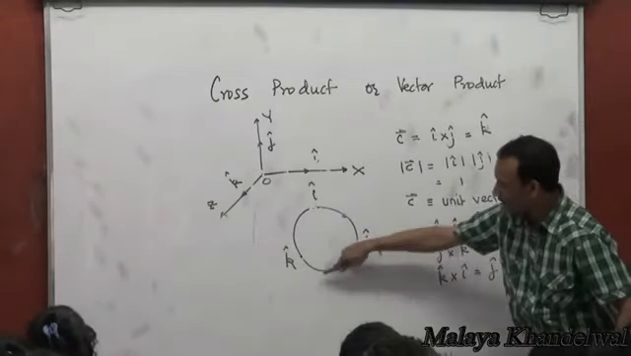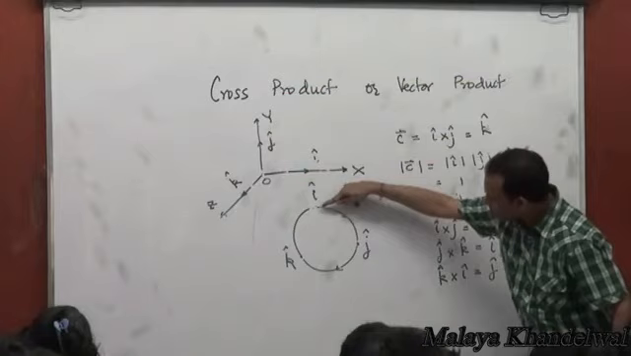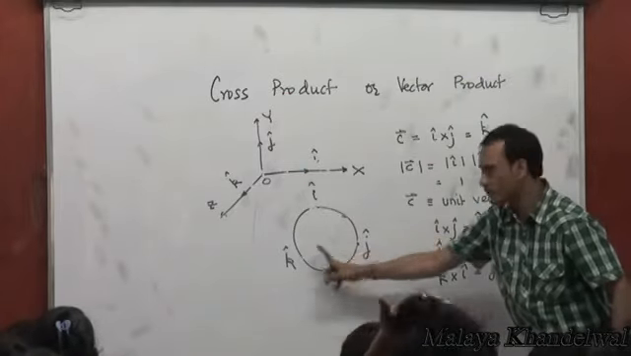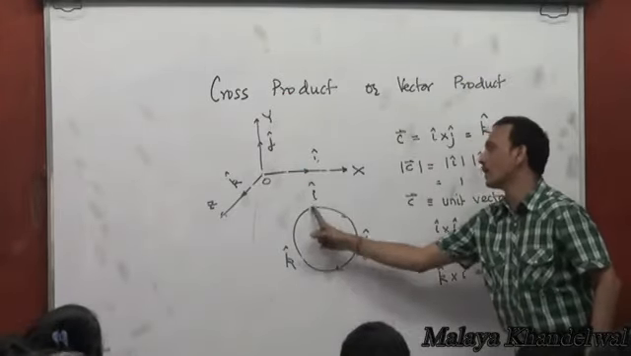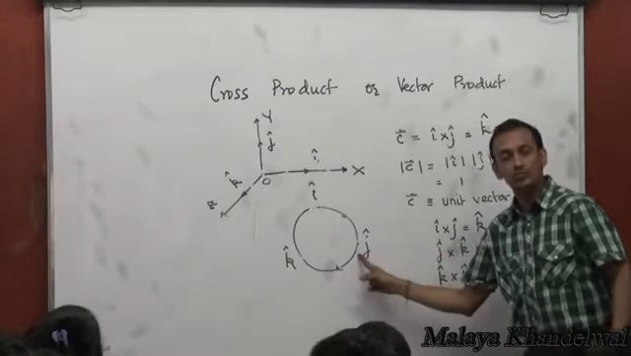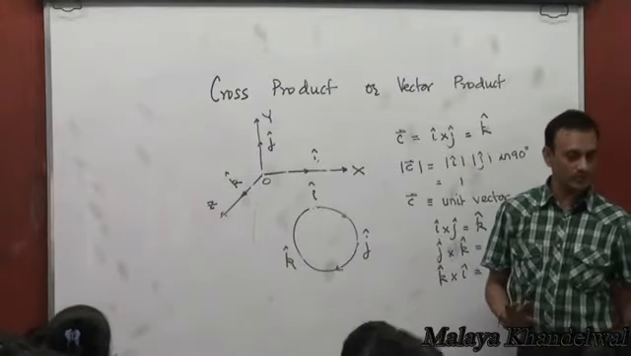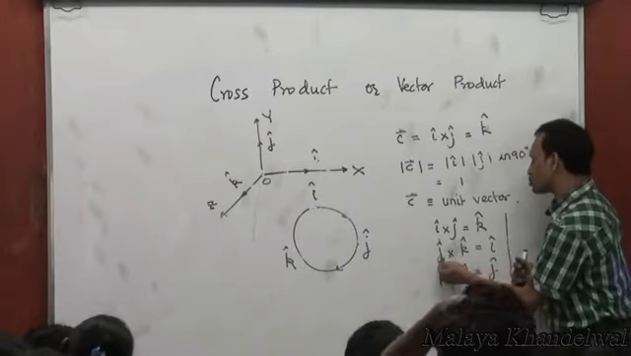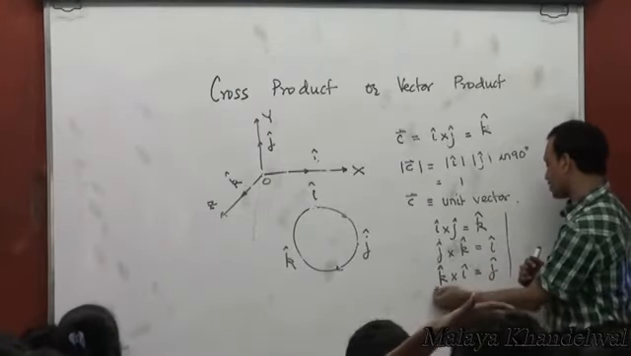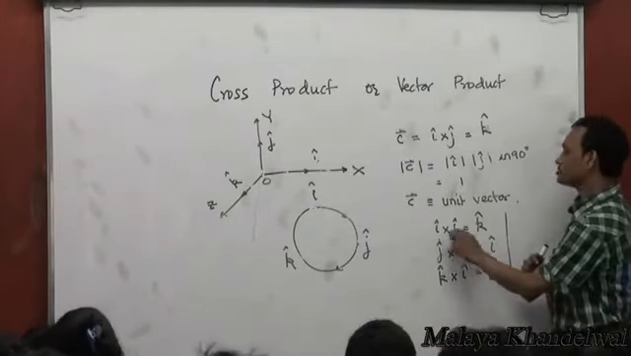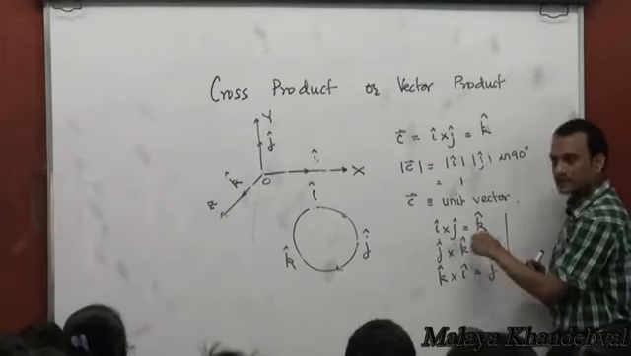You put i, j, k in a clockwise manner on a circle, then i cross j will give you k, j cross k will give you i, and k cross i will give you j. That is how it turns out to be. And then if you want k cross j, it will be minus i. If you want i cross k, that will be minus j. If you want j cross i, that will be minus k, and so on and so forth.